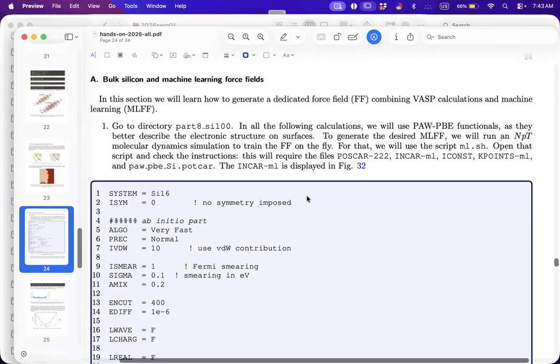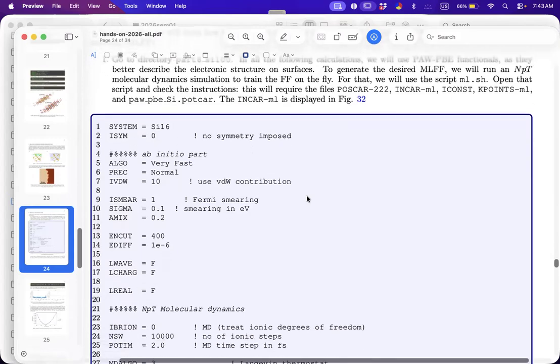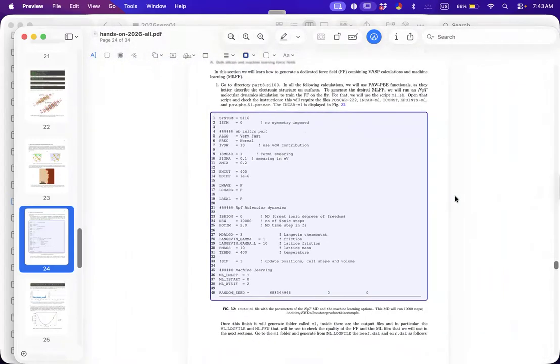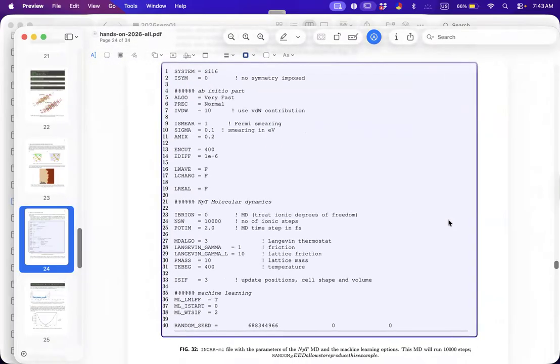Okay, just to show you something, the INCAR file now looks something like this. The input files are already given. As you can see, this is the typical INCAR file to train the force field. By the way, I forgot to say something about the force field, what we fit. The force field has important parameters.